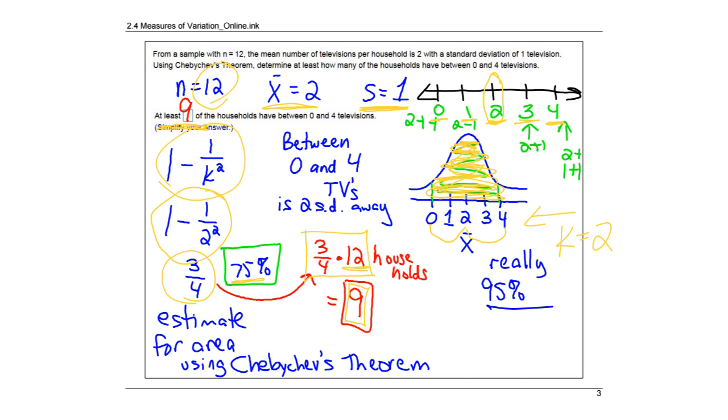So what we know, based on this area under the curve being 75%, and our sample size being 12, we know that at least 9 households will have between 0 and 4 TVs. Okay, let's go to the next page and do this again.